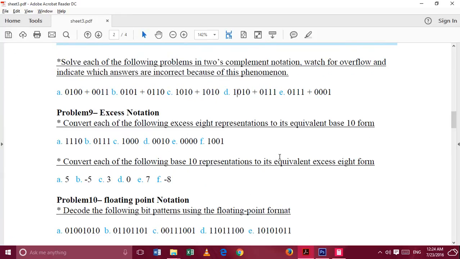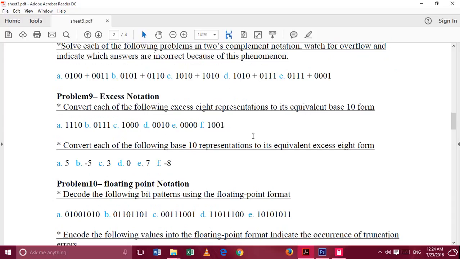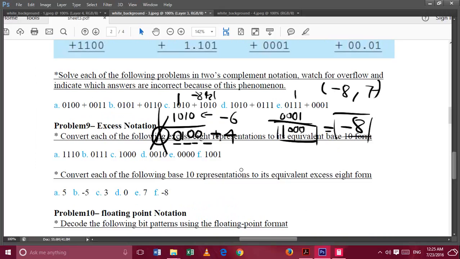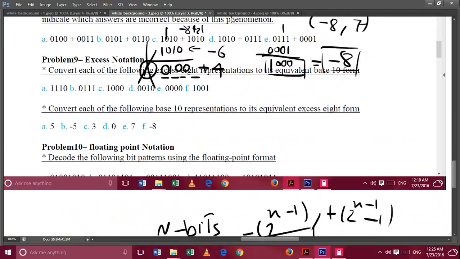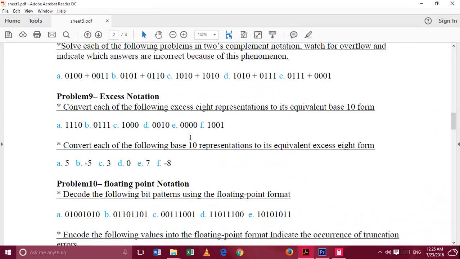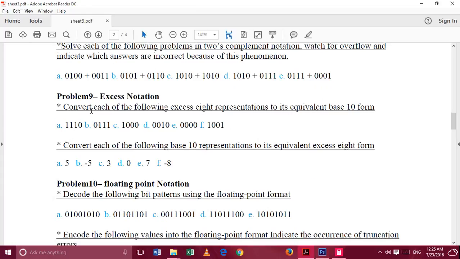Okay, so how do we convert this to its equivalent base 10? Let's drag this a little bit up. Oh, we are running out of space. So let's take this number right here. So it says this is 4 bits excess 8. We want to convert it to its base 10.